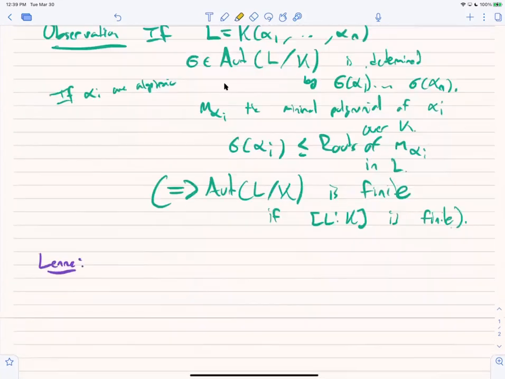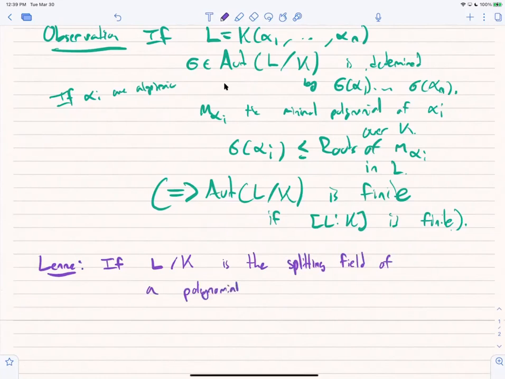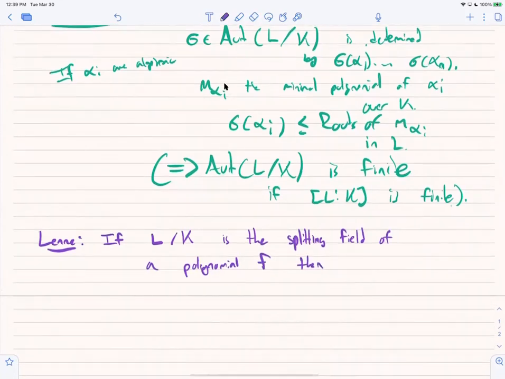Okay, so, lemma: if L over K is the splitting field of a polynomial f, then... how do I want to say this?